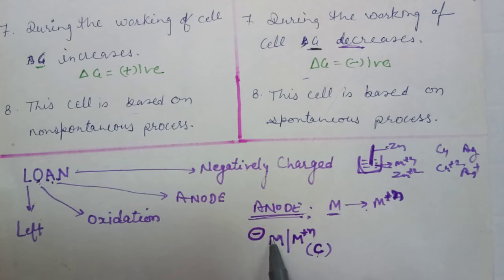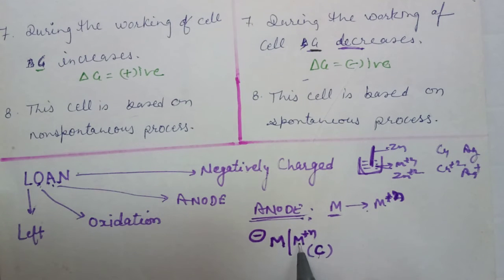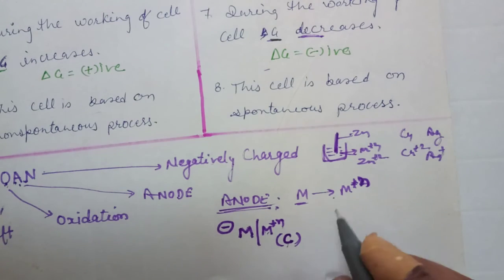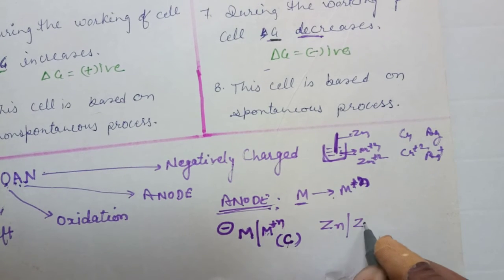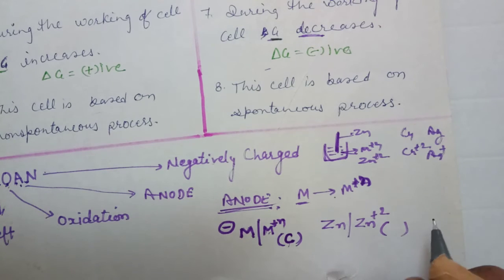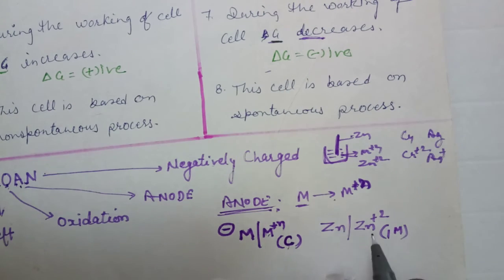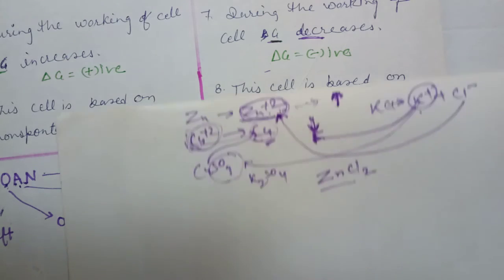How is it written? First M, then a vertical line, then M plus n, and in brackets the concentration. For example, for the zinc cell, the Daniell cell, the anode is written as Zn, vertical line, Zn plus 2, and here will be the concentration. Suppose it is a 1 M solution. A negative charge is written. It is the anode.